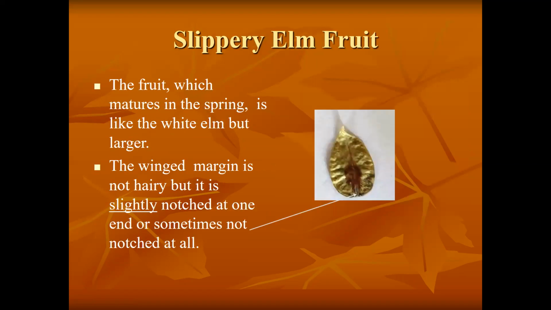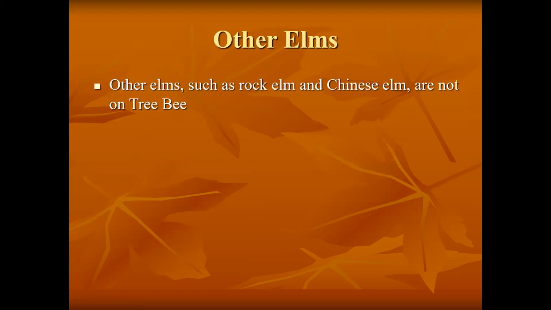The slippery elm fruit has often no notch, as can be seen here, but it never has hairs. Otherwise, it's fairly similar to the white elm. Other elms, such as rock elm and Chinese elm, are not on tree B.